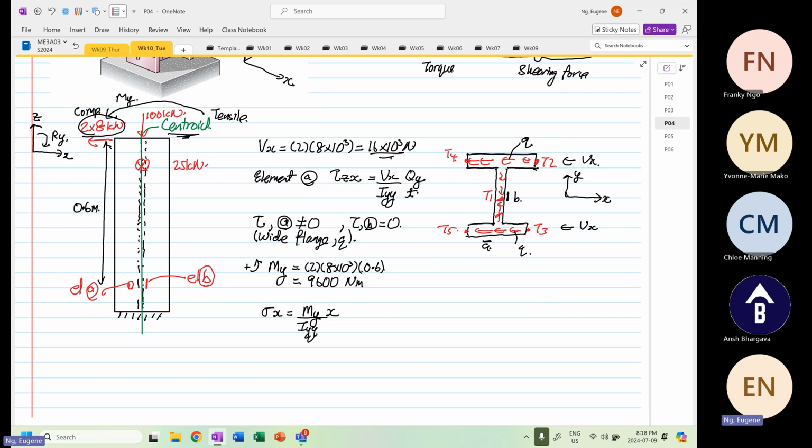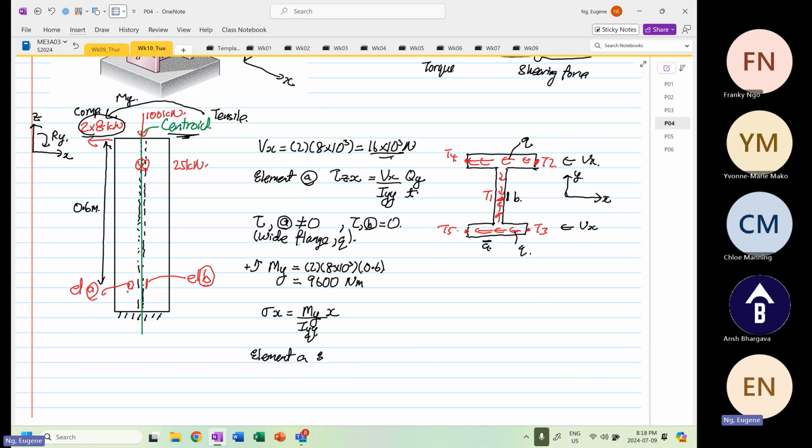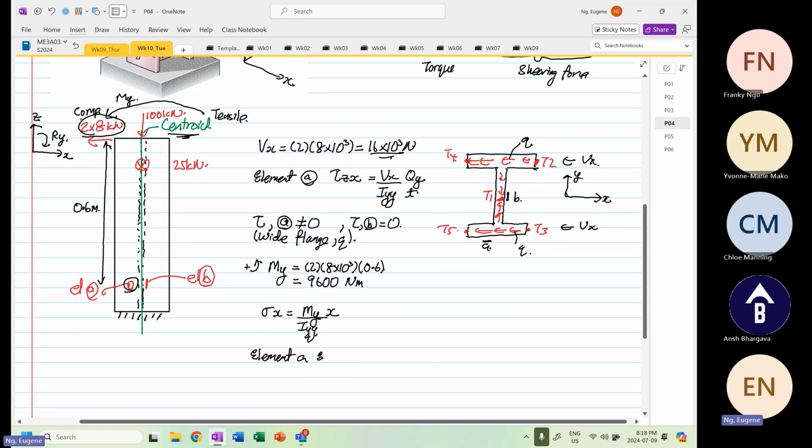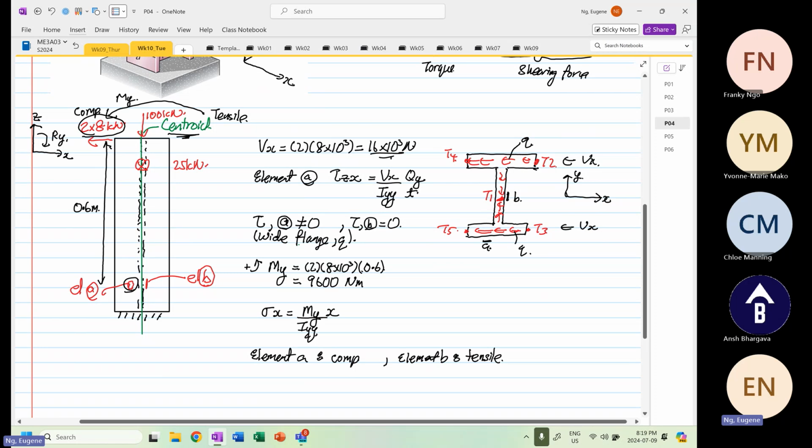So if we look at over here, element A, now we start doing the analysis also. Element A will be in compression, right? Because it's on the left side, and left side is compression. And element B is on the right-hand side of the centroid. It will be in tensile. Okay. So any more forces to consider?